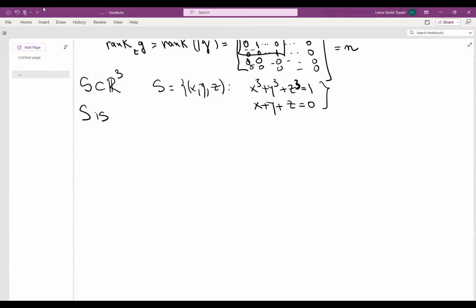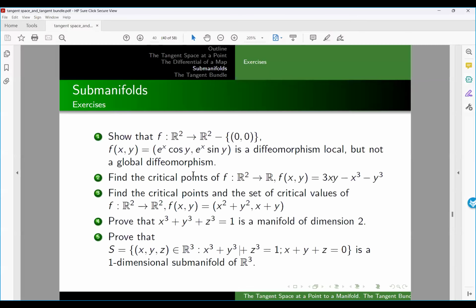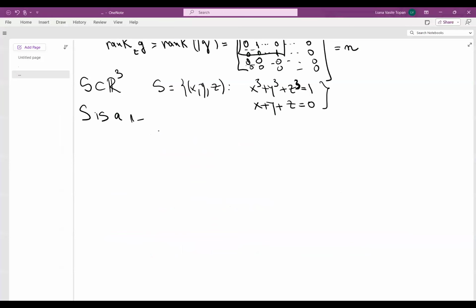And we would like to show that S is a one-dimensional, I think it's one-dimensional. Let me check the question here. Yes, a one-dimensional submanifold of R cube. So we are going to use again that theorem that we saw.